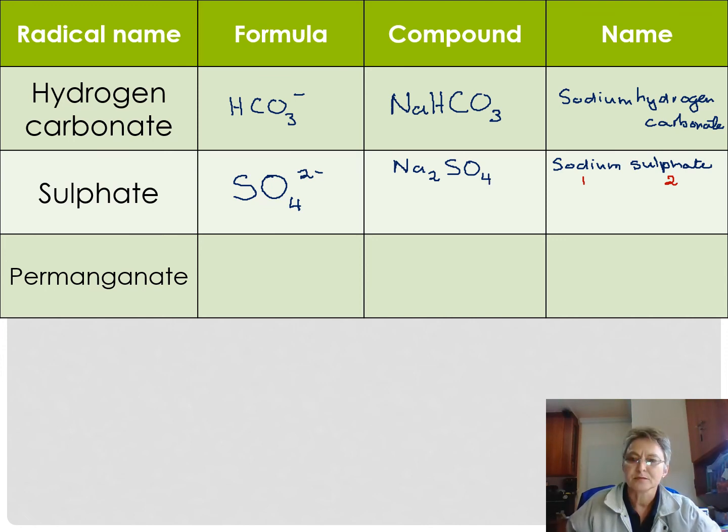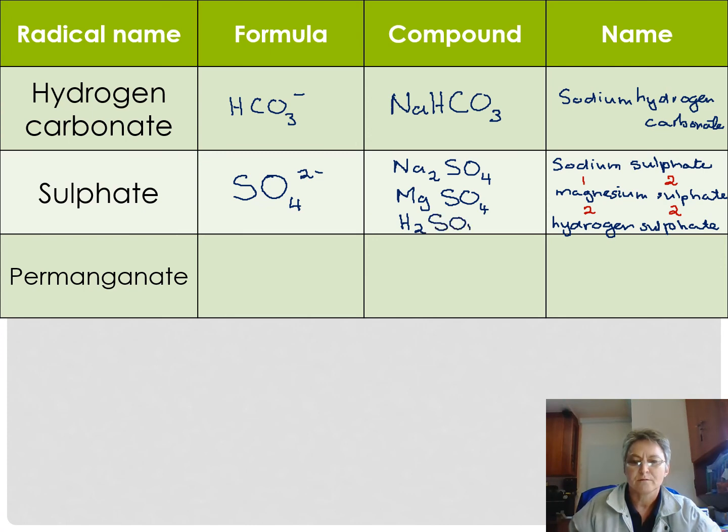Next one, magnesium sulphate. Now magnesium is in group 2, so its valency is 2. Sulphate's got a 2 negative charge, so magnesium sulphate is MgSO4. Lastly, I want us to look at sulfuric acid or hydrogen sulfate. So hydrogen is like sodium, valency 1, so hydrogen sulfate is H2SO4.